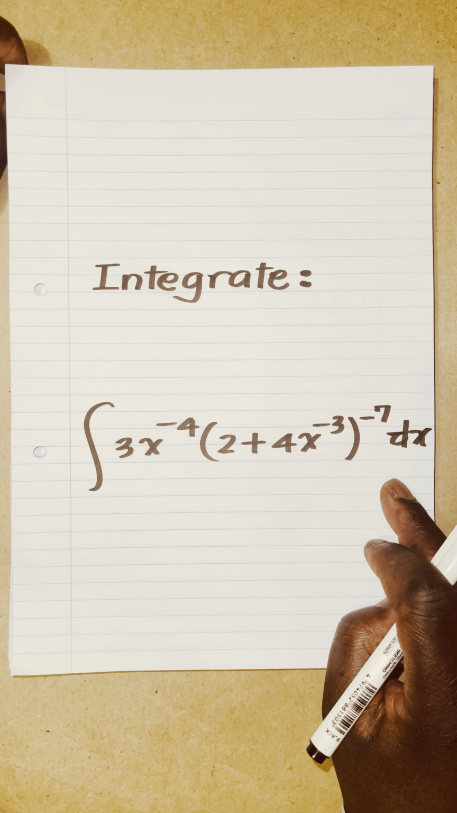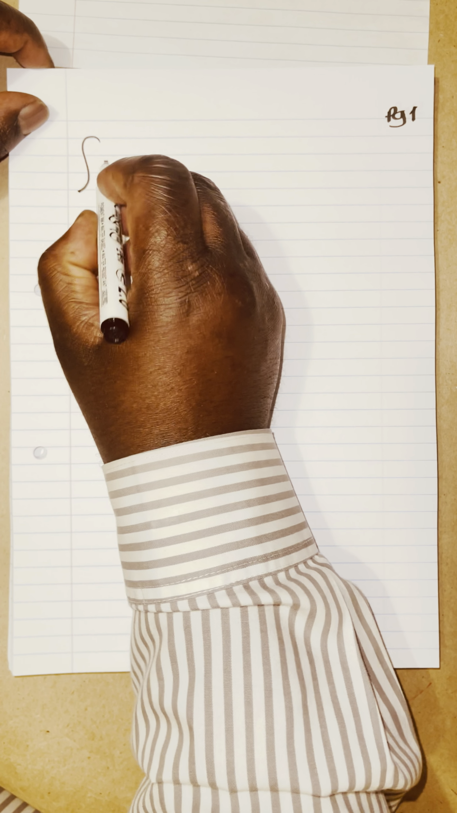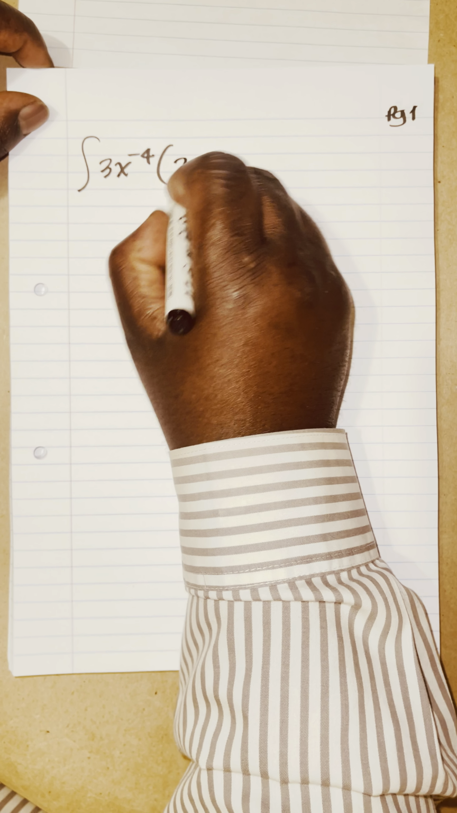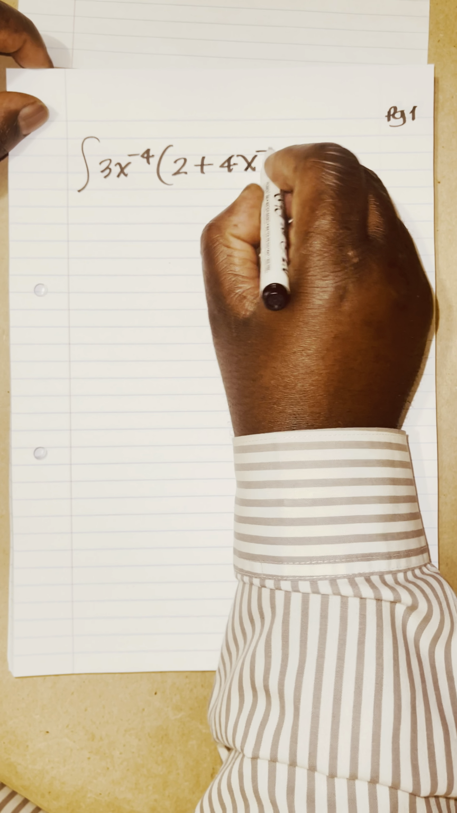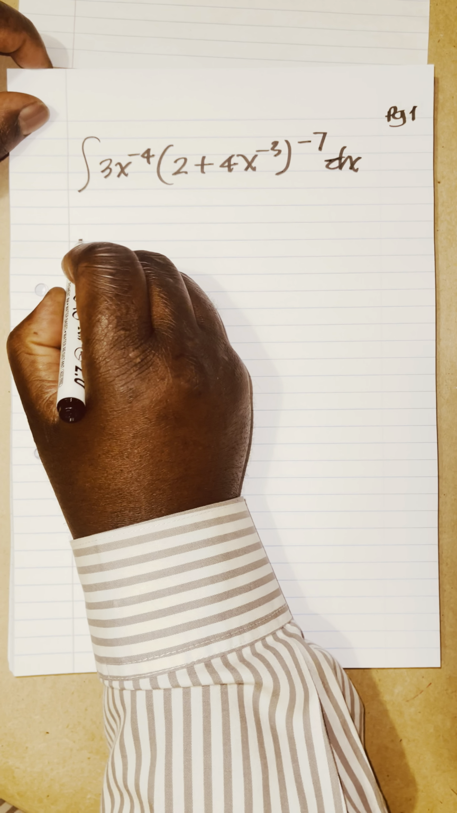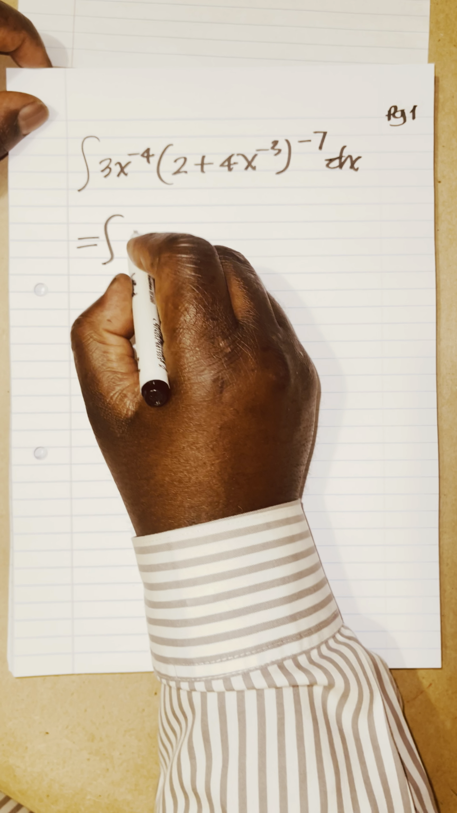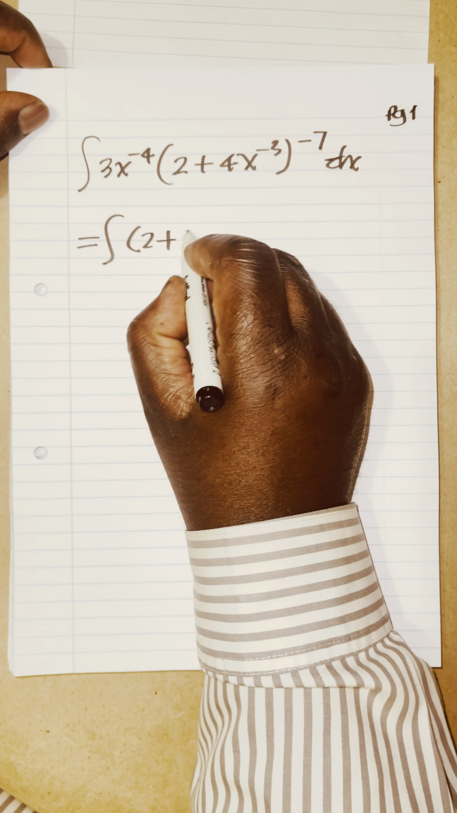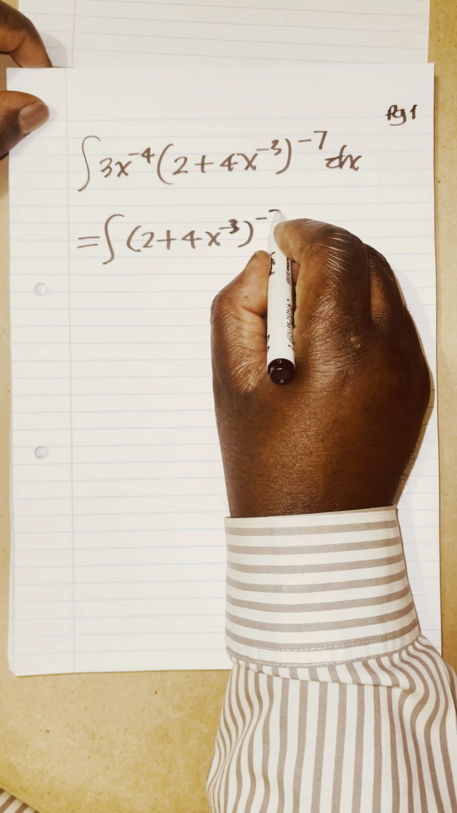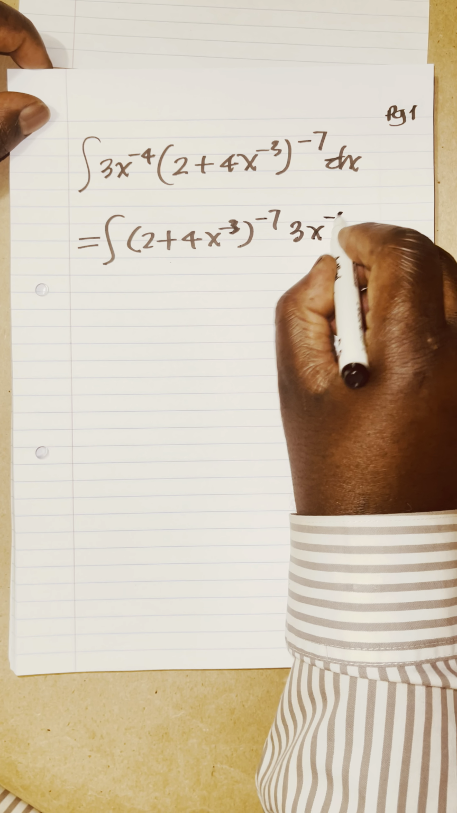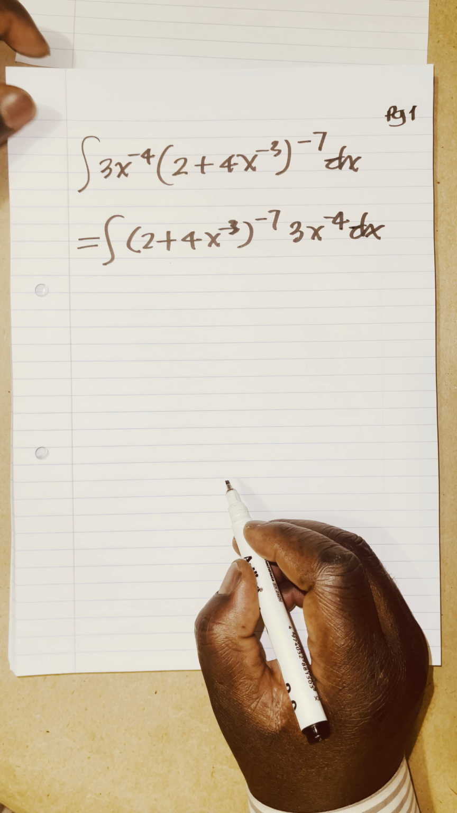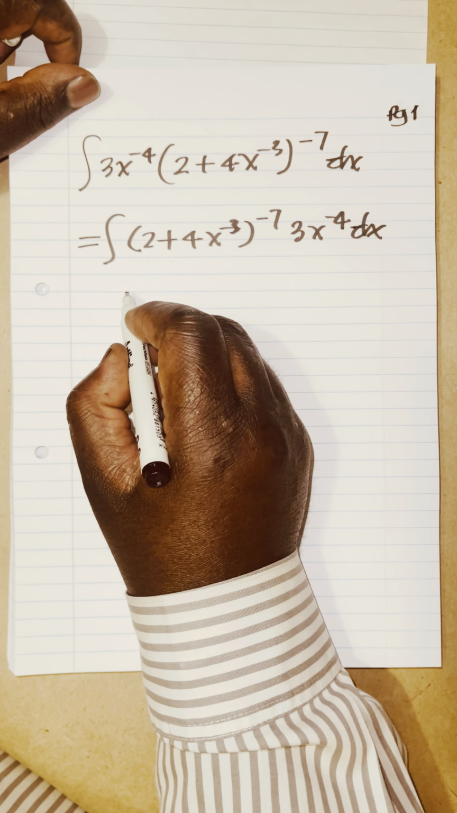Let's capture the integral first, exactly how it is. So it's the integral of 3x^-4 times (2 + 4x^-3) all raised to the power -7 dx. I was saying this is the same as the integral of (2 + 4x^-3) raised to the power -7 times 3x^-4 dx. Fantastic. Now the reason why I'm doing this is because now we can use substitution directly as follows.